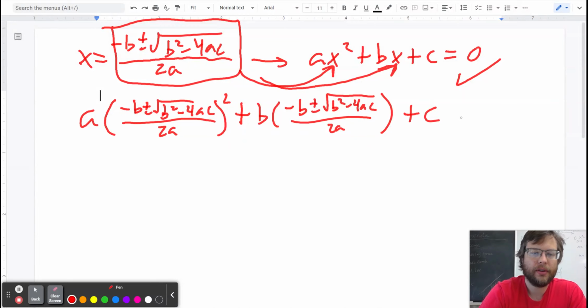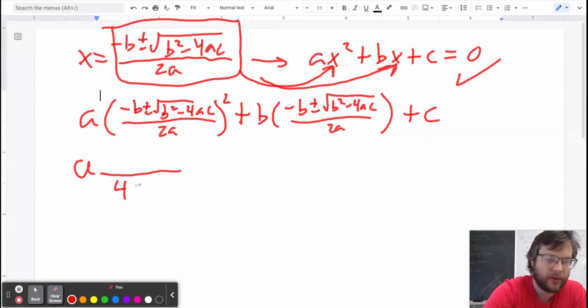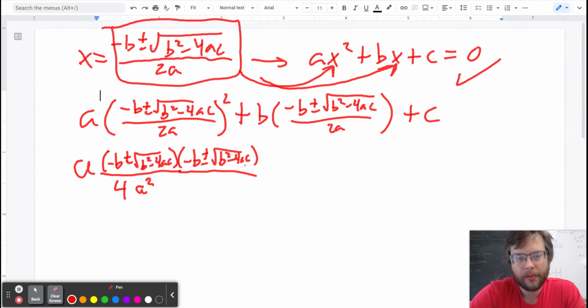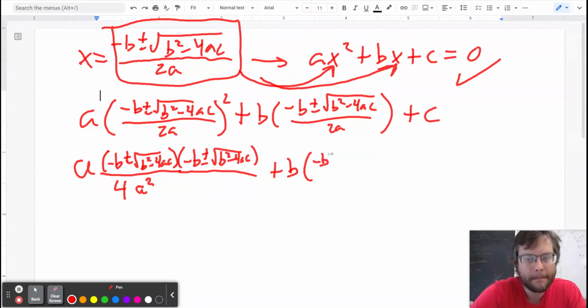So the first thing that I can do is square out this left side, and it's going to look like this. The bottom's easy: 2 squared is 4, a squared is a squared. The top is hard, so let's write it out. Squared means you write it out twice and you multiply it. On the other one here, I'm not going to do anything with that quite yet. I'm just writing it down.